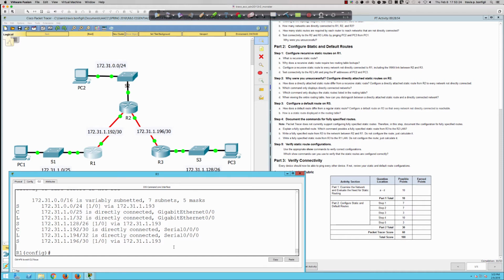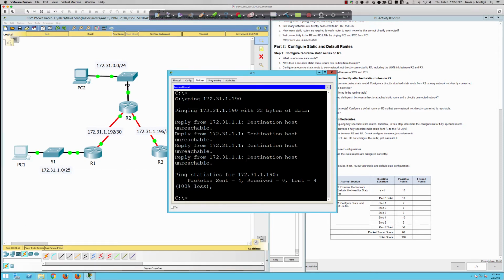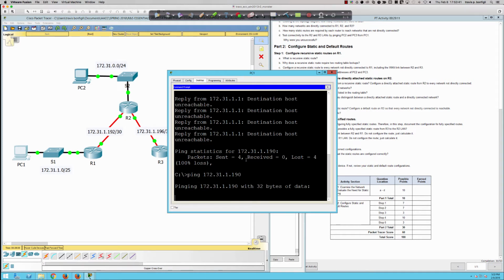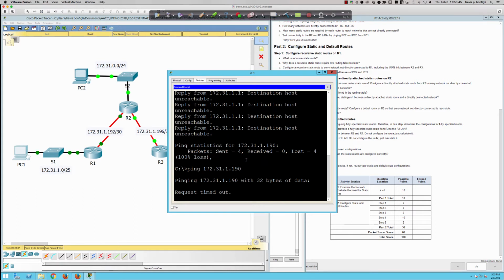And where are we at here? I think that is it. So test connectivity to the R2 LAN. Ping the IP addresses of PC2 and PC3. I'm assuming they want us to do that from PC1. And again, it's not going to work because we have half of the equation solved.